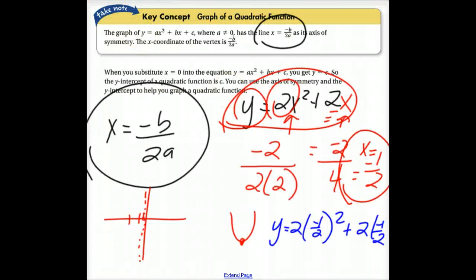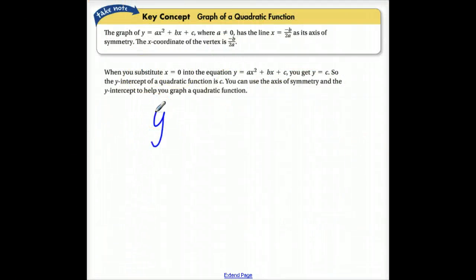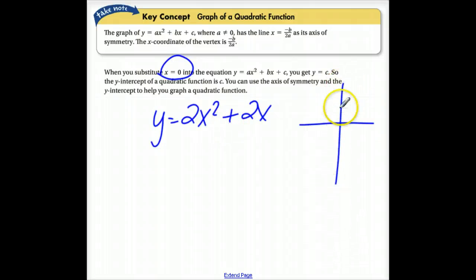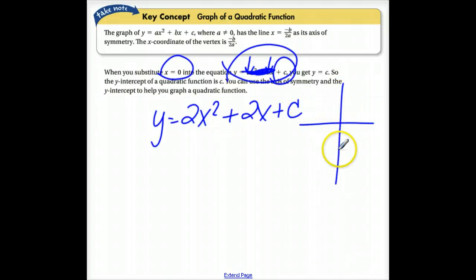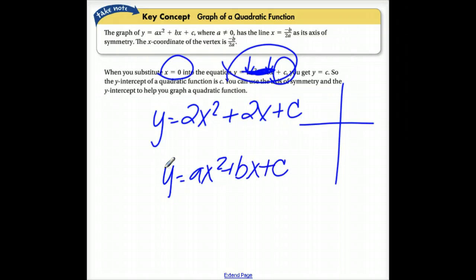Second thing to note on this screen: when you substitute x equals 0 into that equation to find a y-intercept, where it crosses the y-axis, you just make x 0. If I put x equals 0 into this function, everything else becomes 0, and I just have y equals whatever the c value is. So it's really easy with a quadratic function in the form y equals ax squared plus bx plus c to find the y-intercept. It's the c value.